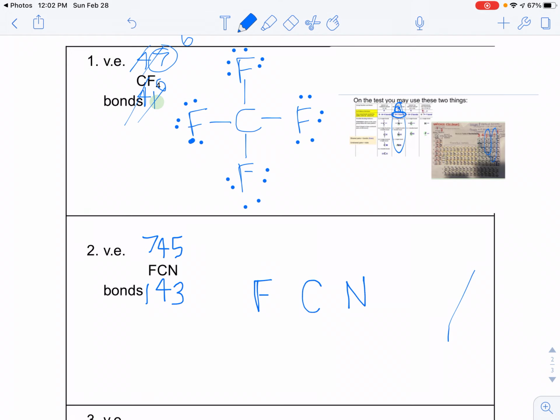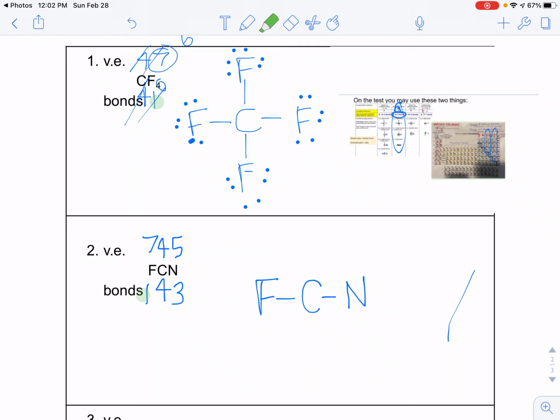If I put it this way, I might realize that N can get a lot of bonds, but carbon is going to have trouble getting its bonds. So that's why we always put the one that needs the very most in the middle. Start with single bonds. Now count and see if everything has what they need.